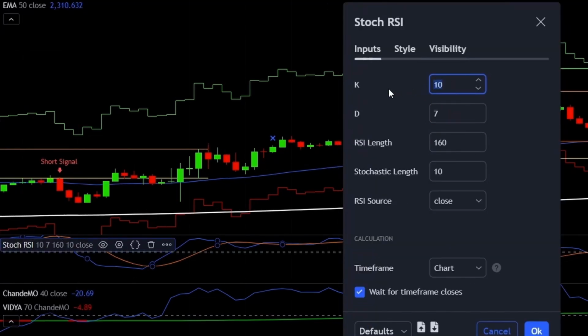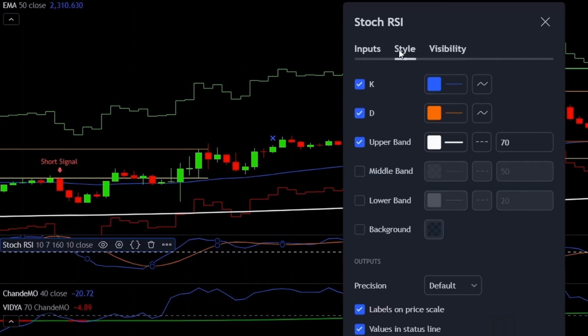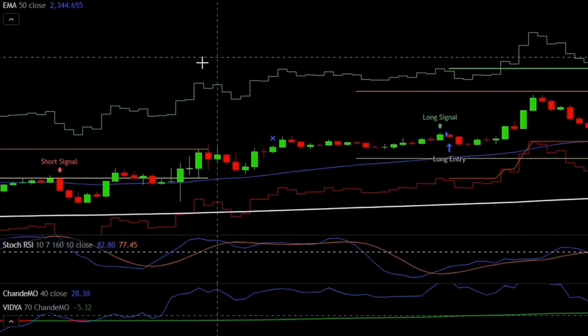We need to change the K length to 10 and the D length to 7, the RSI length to 160 and the stochastic length to 10. After that, go to the Styles tab, uncheck the middle band, the lower band and the background, and change the upper band value to 70. This will be used as a limit for long entries.